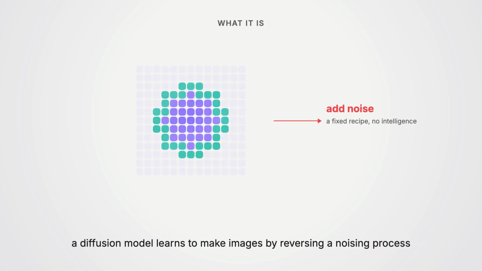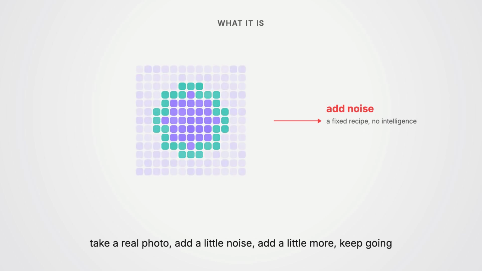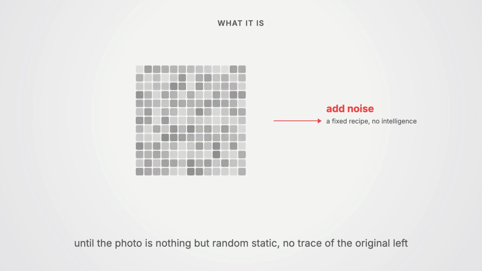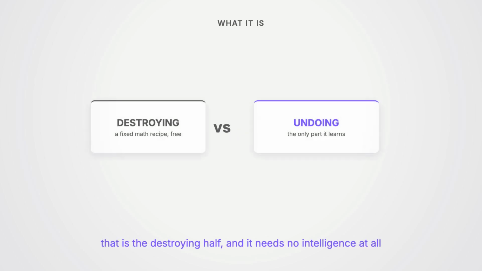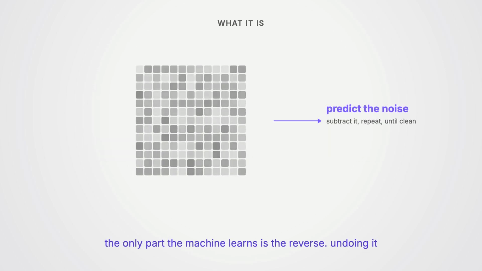A diffusion model is a neural network that learns to make images by reversing a noising process. The idea sounds almost too simple. Take a real photo, add a little noise, add a little more. Keep going until the photo is nothing but random static with no trace of the original left. That is the destroying half, and here is the key. Destroying needs no intelligence at all. Sprinkling random noise on a picture is just a fixed mathematical recipe. The hard part, the only part the machine actually learns, is the reverse, undoing it.